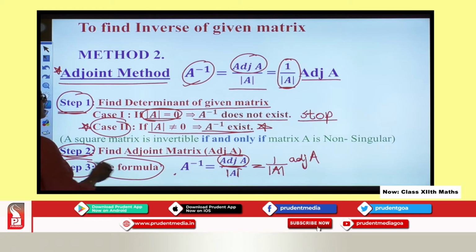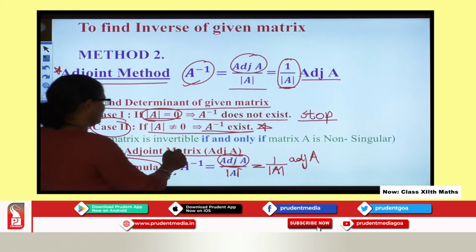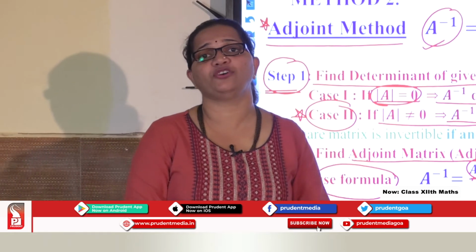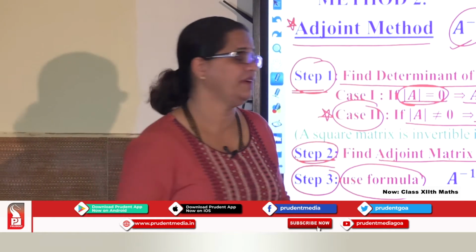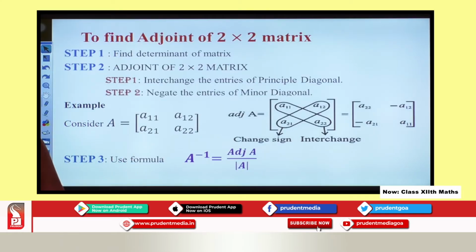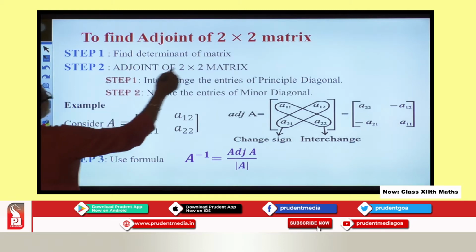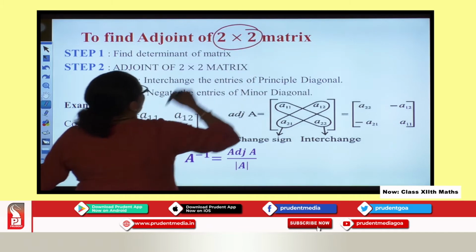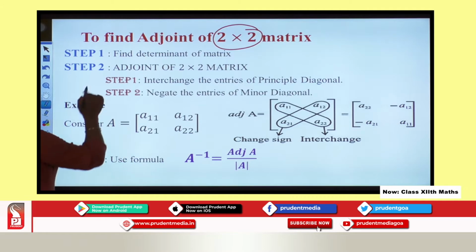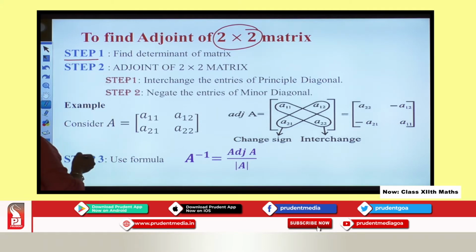So let us look at the adjoint of a matrix. Let us look at how to find the adjoint of a given particular matrix. First we will talk about finding the adjoint of a square matrix of order 2. When we talk about finding the adjoint of a matrix of order 2 by 2, remember here we always take a square matrix. So what is step 1?